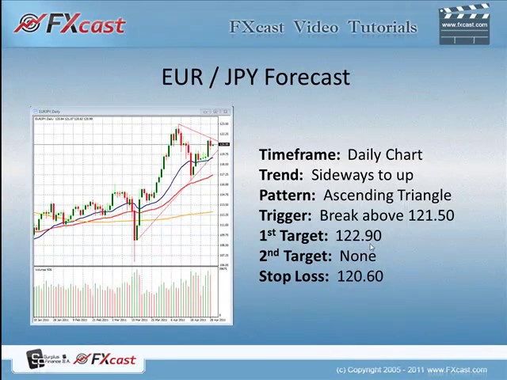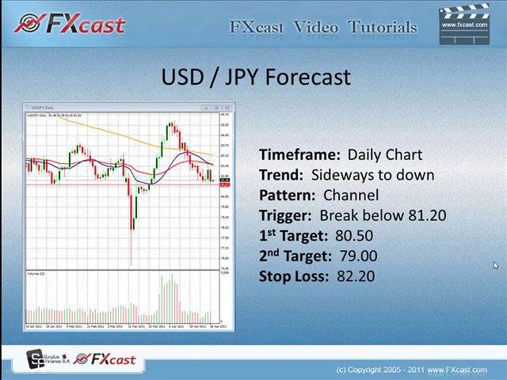Okay, so once again, there's our setup for the Euro Yen. Our next one that we're going to watch is the USD Yen. Once again, on our daily chart, we have a sideways to down chart. The pattern we're going to watch here is the fact that we're channeling, and we're looking for a break below 81.20. Our first target is 80.50. Our second target is 79, and our stop loss is 82.20.